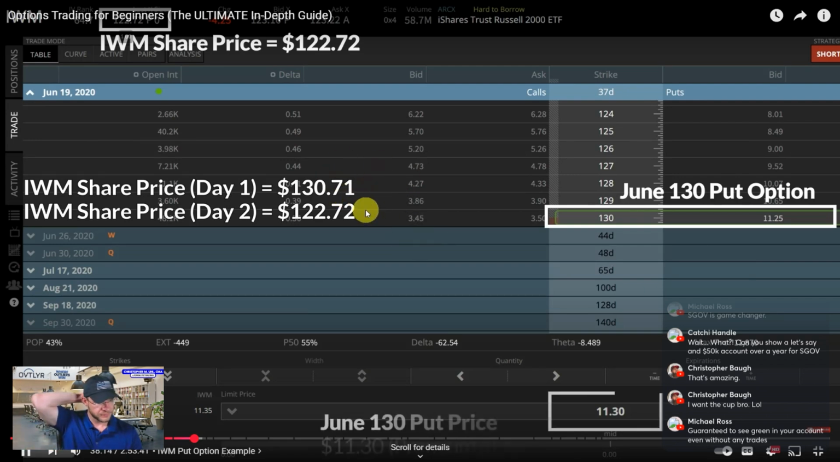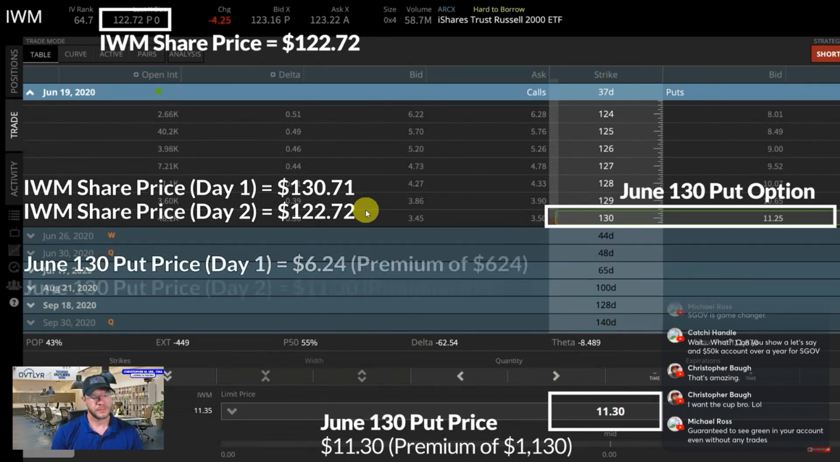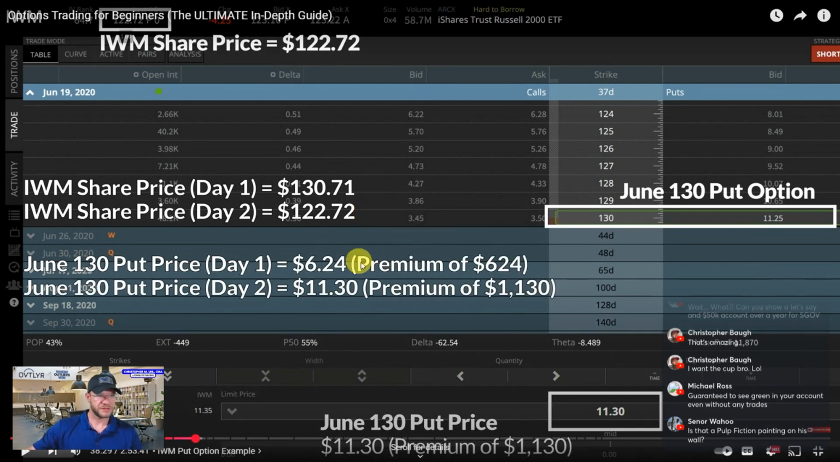$11.30, meaning that the option has a value or premium of $1,130. The put option's value surged because the share price of IWM fell. And here we go, this is what I wanted to see.